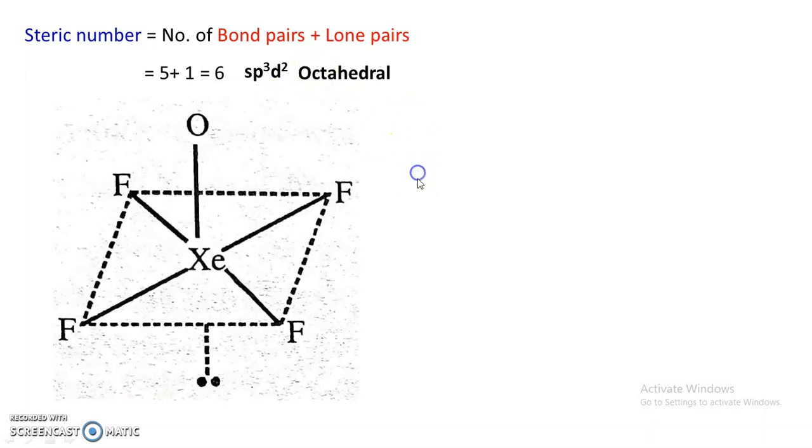The next part is steric number. So number of bond pairs plus lone pairs. So this is equal to 5 plus 1, that is equal to 6. Number of bond pairs equal to 5, lone pairs equal to 1. So steric number is 6, and therefore the possible hybridization is sp3d2, and the corresponding geometry is octahedral. It means the possible geometry for xenon oxo tetrafluoride, it is octahedral, where xenon occupies the center of the octahedron.